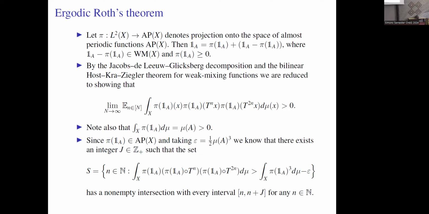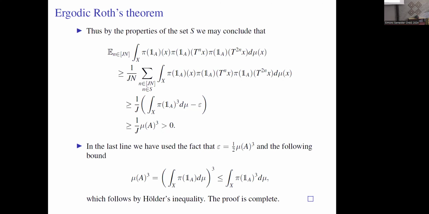And now, if we take epsilon equal to this, then from the proposition that we have already proved, we know that there exists an integer j such that this set here is syndetic, which means that it has non-empty intersection with every interval of length j plus 1. If we know this, we can now see how it can be used to derive that the limit we are interested in is positive. So we have this here.